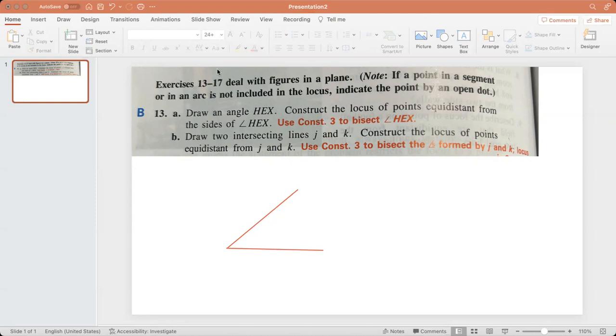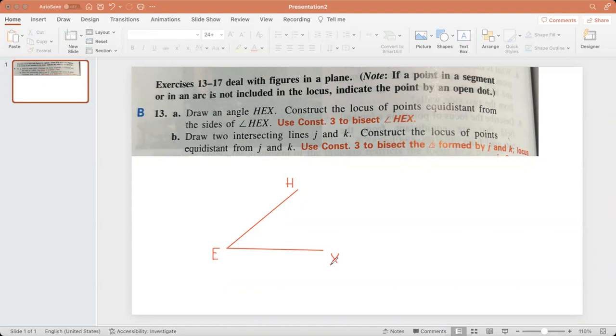Do a little bit of labeling here. So this is H. This is E. And this is X. And it says the locus of points equidistant from the sides of HEX.